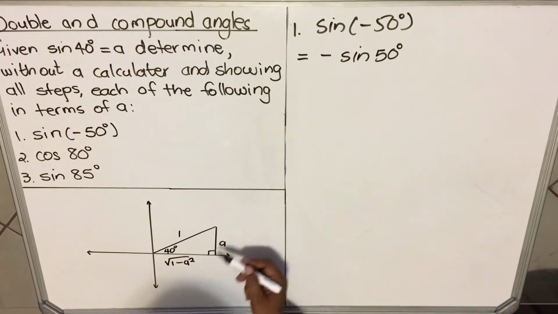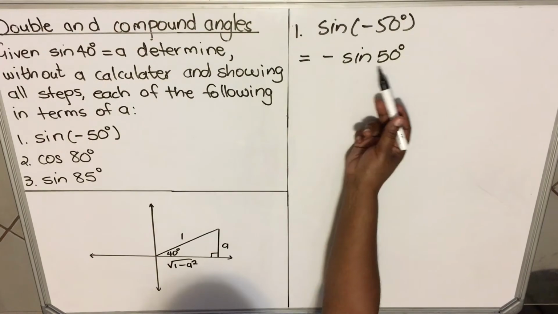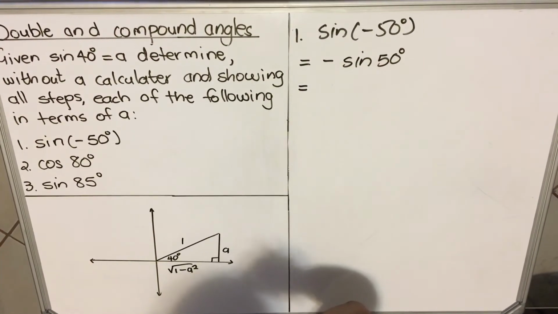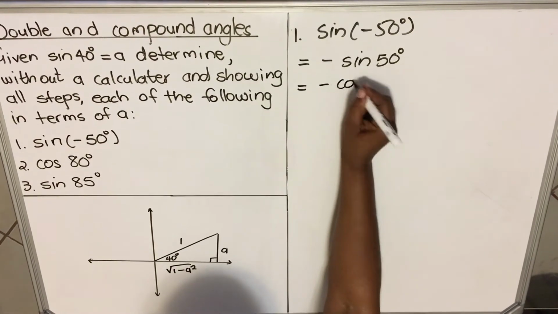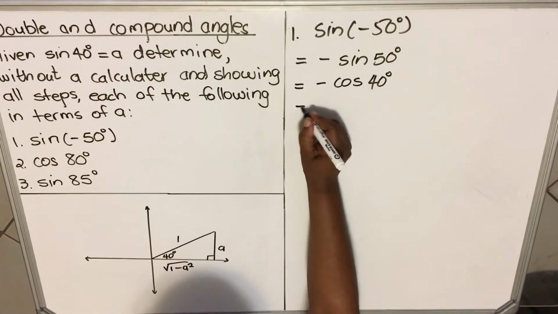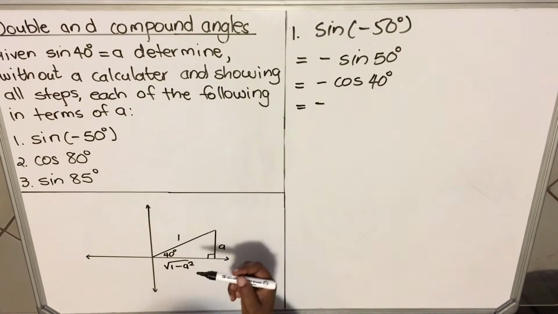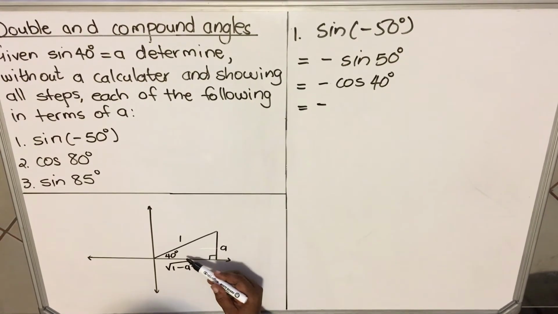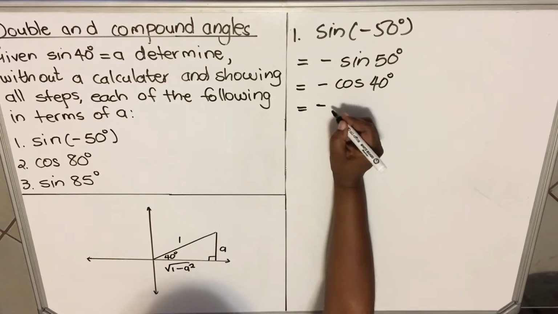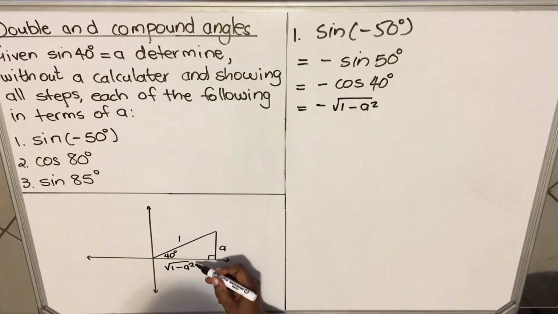Now, when you look at my diagram, I don't have a 50, but I can get a 50 because the co-ratio of 50 is 40, and in my diagram, I have 40. So the co-ratio of sine 50 is cos 40, with the minus: minus cos 40. Don't lose the minus, okay? Then I'm going to look for cos 40 in my diagram. I go to the diagram. What is cos? Cos is adjacent, or x over r. So it means it's minus the square root of 1 minus A squared. This is my x, this is my r.